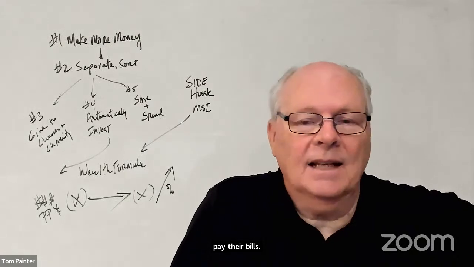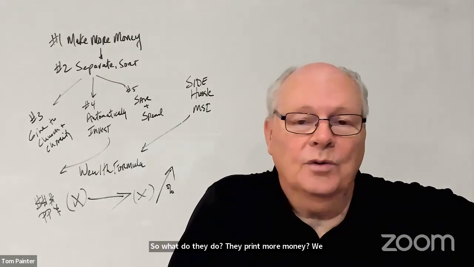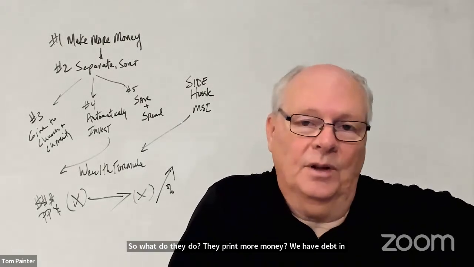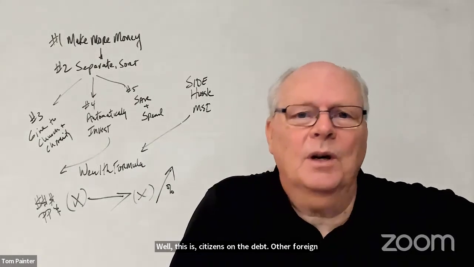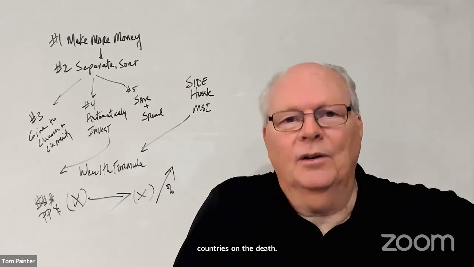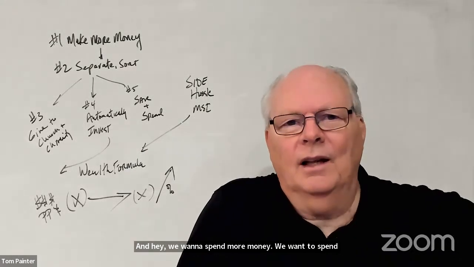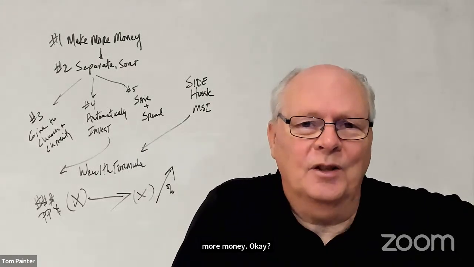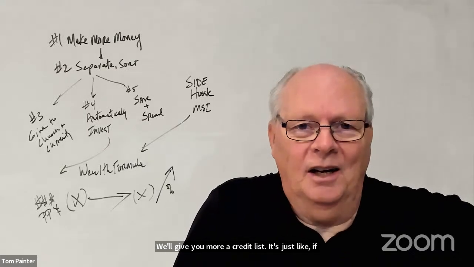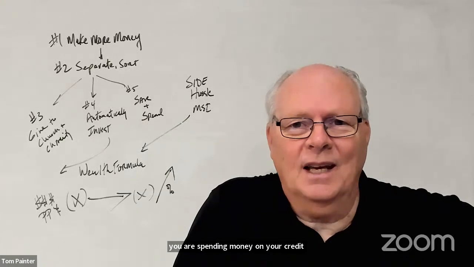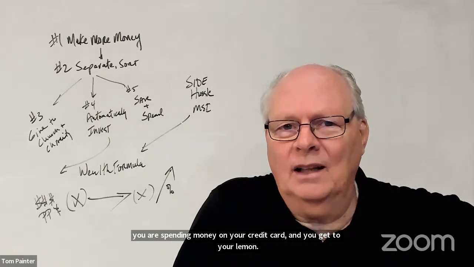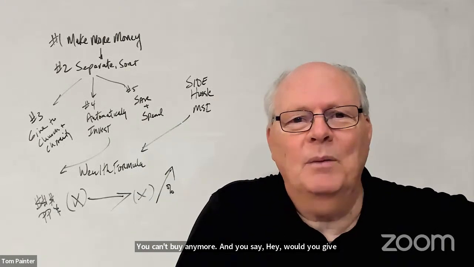We have debt in America. And who owns the debt? Well, the citizens own the debt. Other foreign countries own the debt. And hey, we want to spend more money. Okay, well, we'll give you a credit line. It's just like if you are spending money on your credit card and you get to your limit, you can't buy anymore, and you say, hey, would you give me a bigger credit line? Would you give me the ability to spend more money?